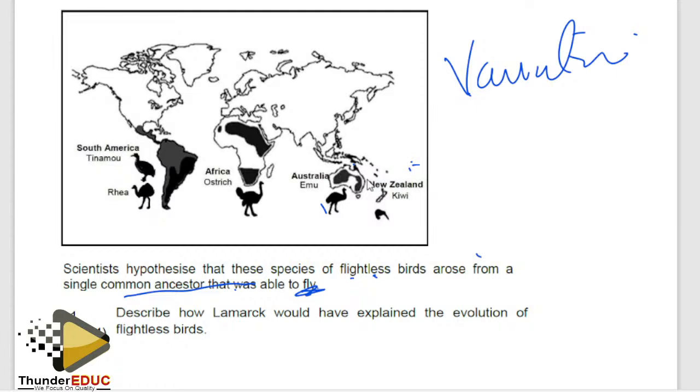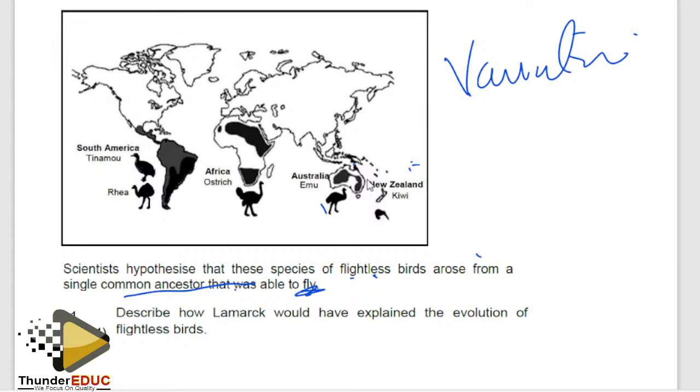You talk about the first point, variation. There was variation among these organisms, these birds, those which are able to fly and those which are not able to fly. Those which are able to fly were detected maybe by the predators, and therefore they were killed. Those which are not able to fly are able to hide from predators, and then they survived. They reproduced in large numbers. This is called natural selection. Those which are not able to fly pass their genes, the character of not being able to fly, to the next generation. After many generations, all the birds were not able to fly.